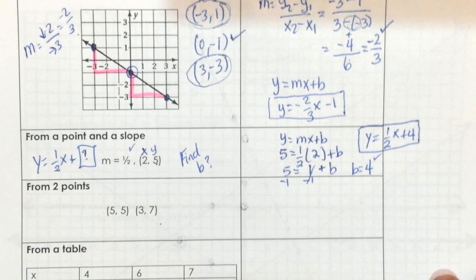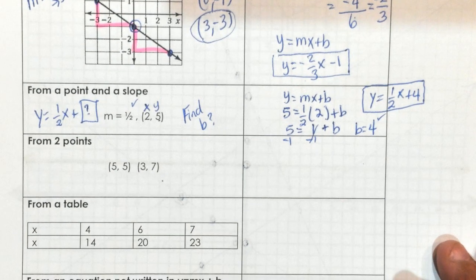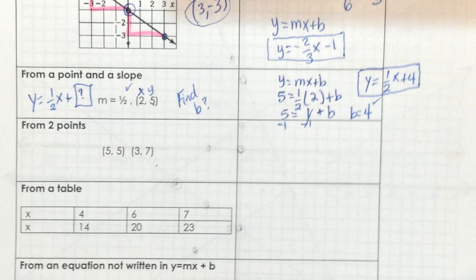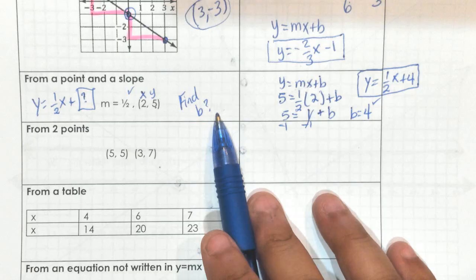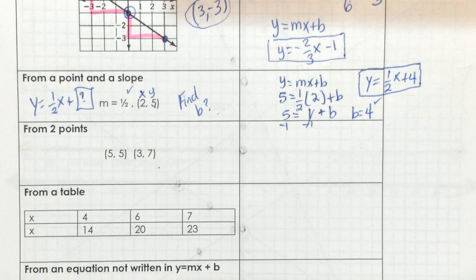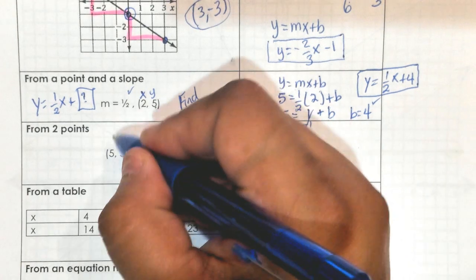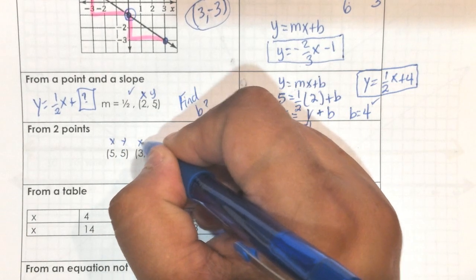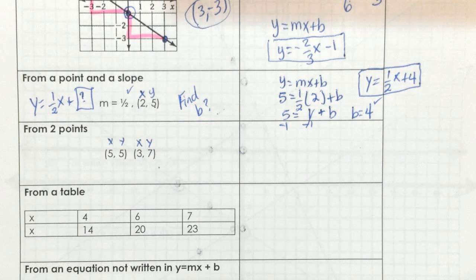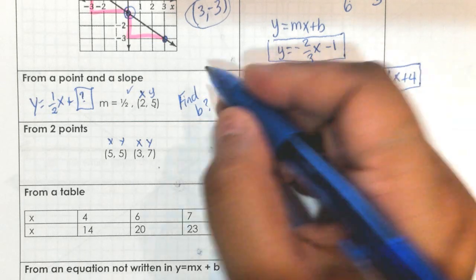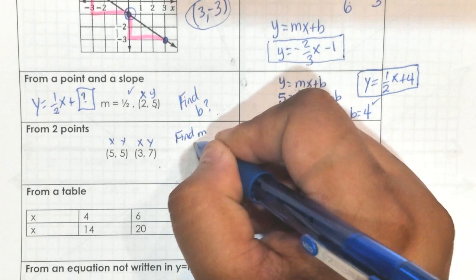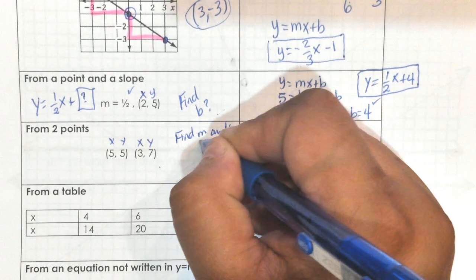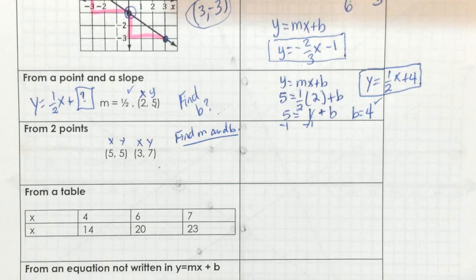Now, 2 points. Given 2 points, you're not given anything other than 2 points. So you're going to have to find your slope, and you're going to have to do this process to find your b, your y-intercept. So I'm going to use my slope formula, because this is an x, this is a y, this is an x, this is a y. So I'm going to find my slope first. You got to find m and b. That's what we're doing here, finding m and b, finding slope and y-intercept.